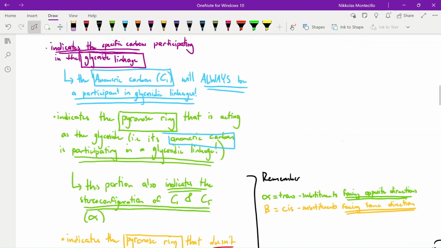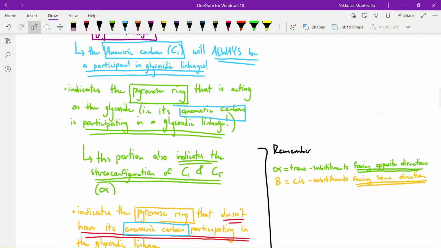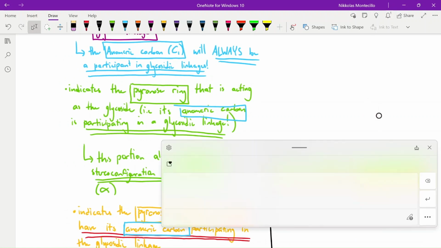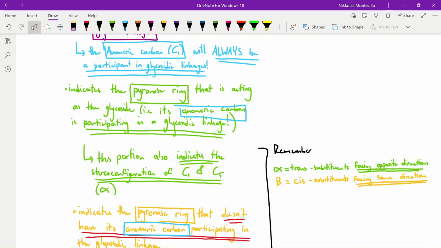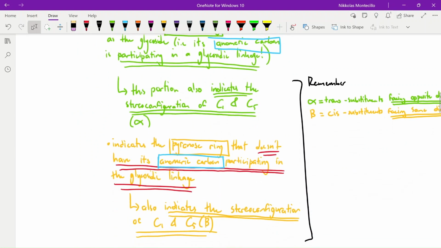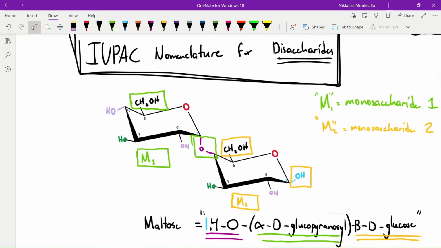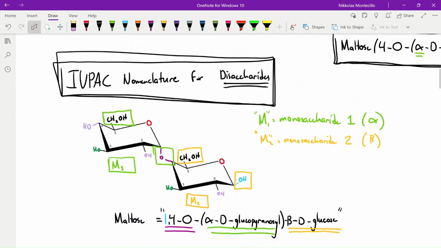Remember that alpha suggests the positioning of the substituents to be trans to each other. In essence, the substituents are facing in opposite directions. Whereas cis substituents are facing in the same direction, and this is what we call beta, right? Just something to keep in mind as we go through all the other examples of disaccharides here, okay?